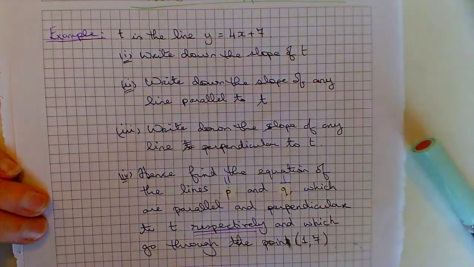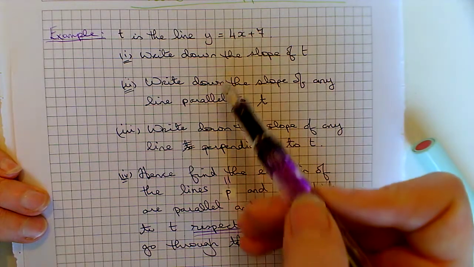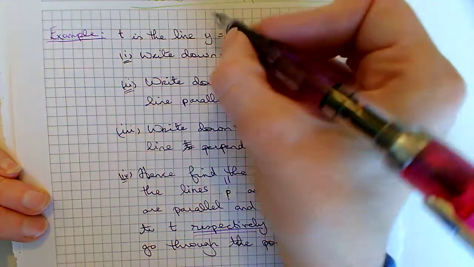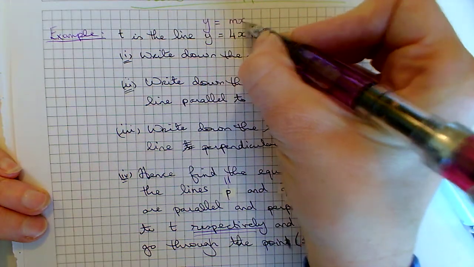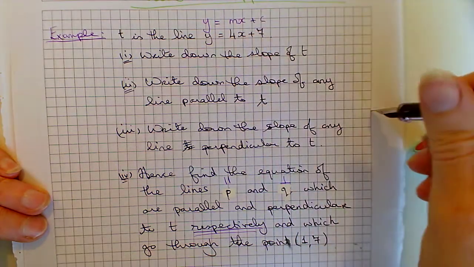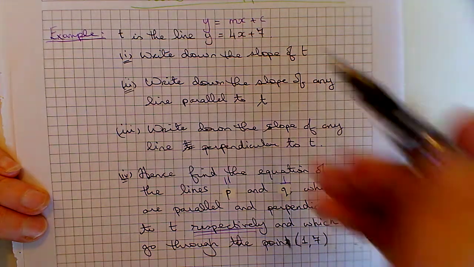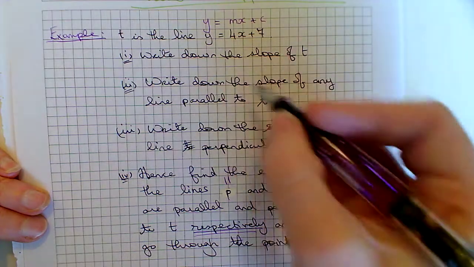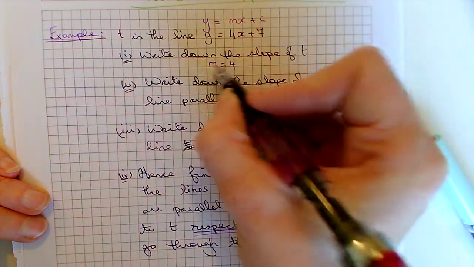Right, let's start at the beginning. So here's the line T, y equals 4x plus 7. So y is on its own on one side, equal to everything else on the other side, meaning that this line is in the form y equals mx plus c. So straight away, what's the slope of t? It's the x coefficient here because of the pattern. So the slope of t is 4.